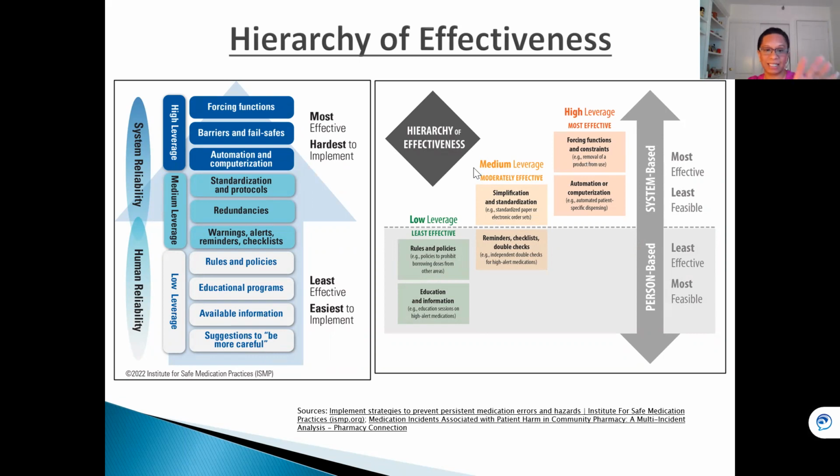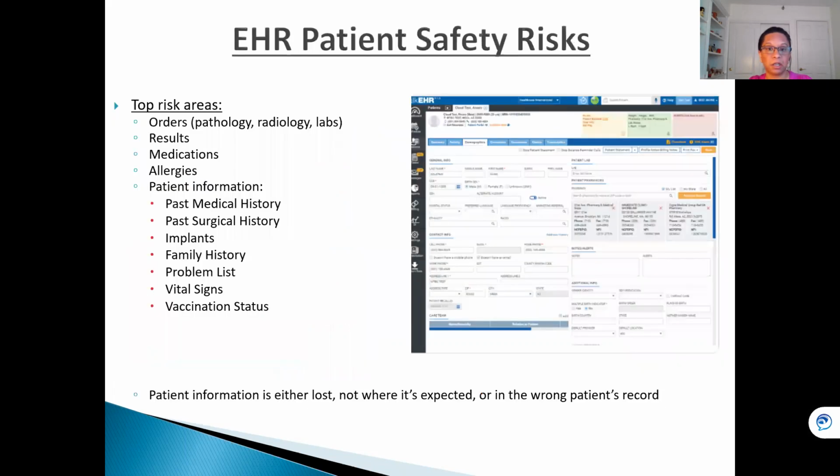These are just two versions of the exact same thing. I just love both of them, so I added them here. This is from ISMP, which is the Institute for Safe Medication Practices. I would definitely say write them down too, since that's so relevant to our area of work, and delve into this type of diagram in further detail.